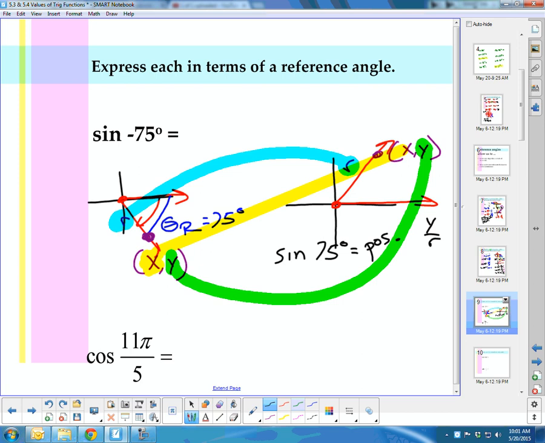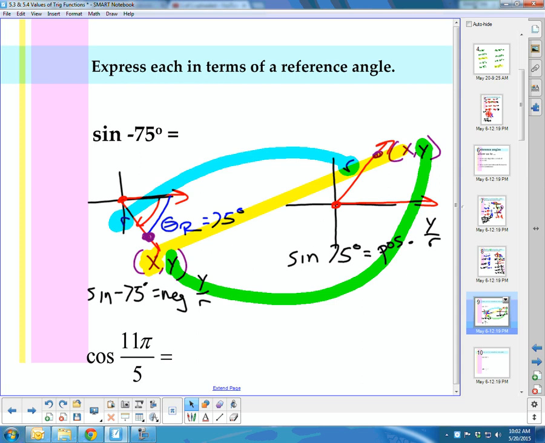Over in the left-hand side, where I have sine of negative 75 degrees, I know that that is going to be some sort of negative value. Because as I divide y over r, I will be dividing a negative y coordinate by a positive r value, and that will be negative. So the output of sine of 75 degrees and the output of sine of negative 75 degrees are opposite to each other.